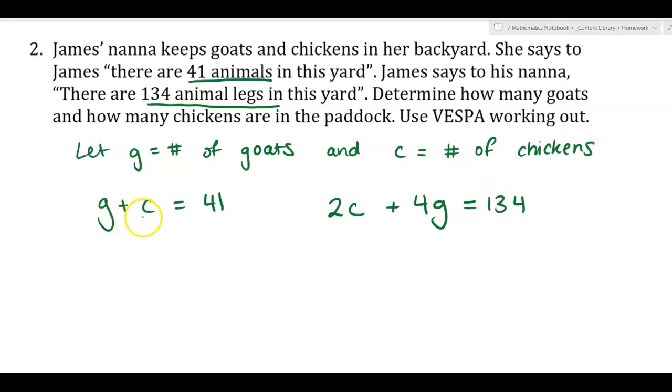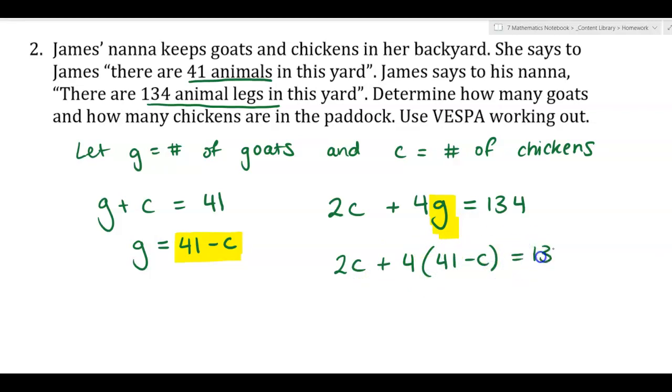If G plus C equals 41, what does just G equal? Kaylee. Well done. You can rearrange to make G the subject of the rule, right? So we could take away C from both sides. Now what we do is we're going to use substitution where we take that information that G equals 41 minus C, and I'm going to replace my G in my other equation with that. So that means 2C plus 4 times 41 minus C equals 134.